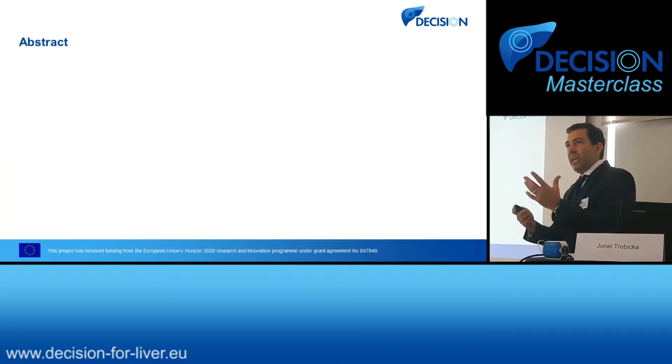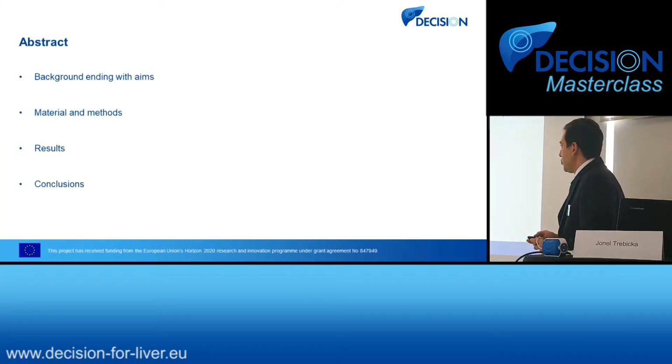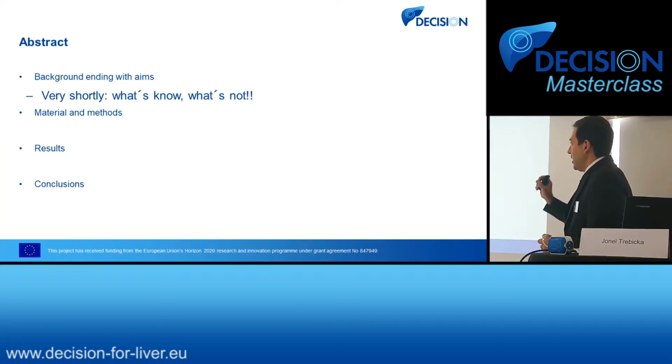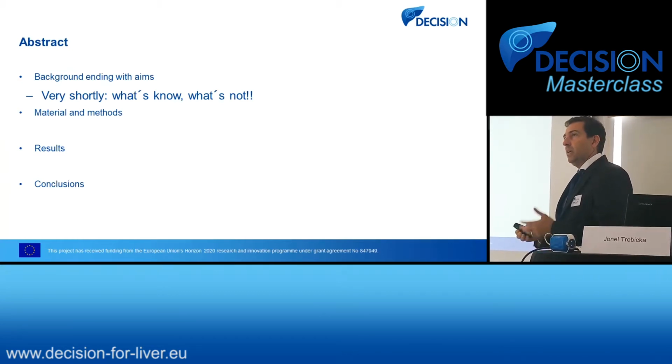This would be my first point. And then, of course, the next thing that Paolo already said is the abstract. Of course, the structure is clear. Background, which ends with the aims, should be what's known and what's not. So it should be very short and concise, not too many words. We have a limited number of words, and especially this needs to be attractive for the readers, right?